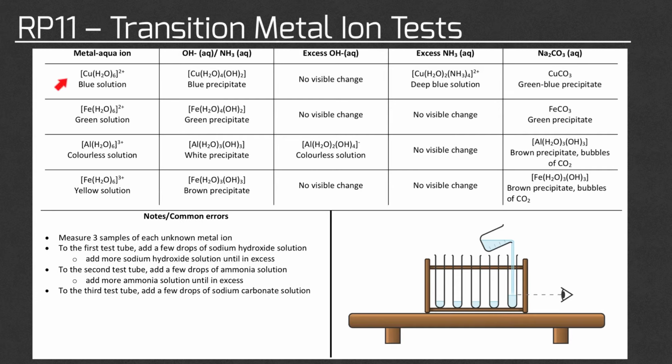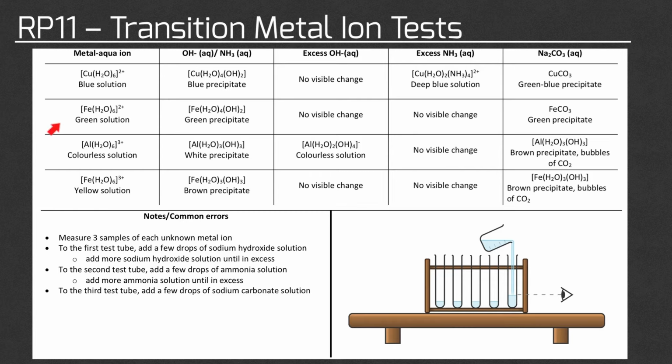Our copper ions would form a blue precipitate with hydroxide ions or ammonia. They would have no visible change when excess hydroxide is added. When excess ammonia is added, you'd form a deep blue solution instead. With the sodium carbonate solution, you'd form a green-blue precipitate.